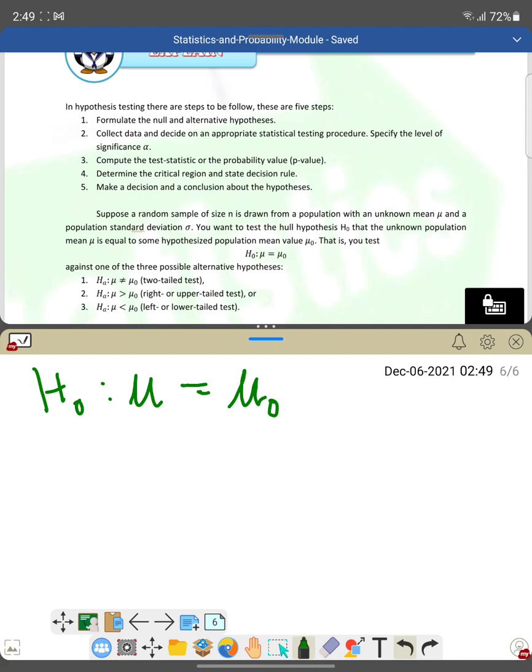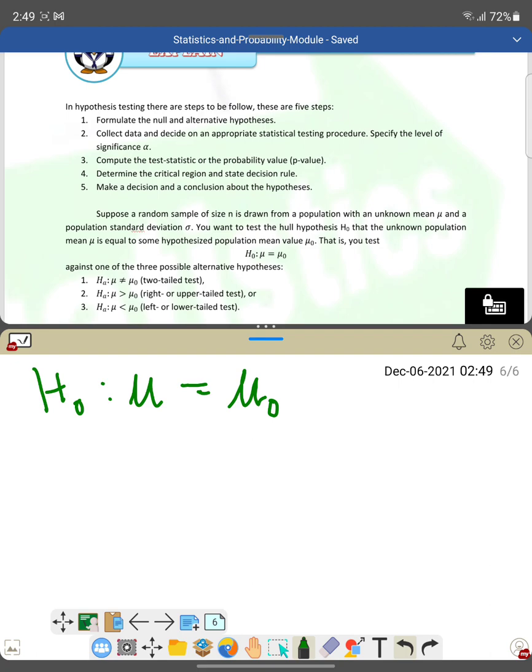Okay, so against one of these possible alternatives, alternative hypothesis number 1: the population mean is not equal to the hypothesized population mean. Okay, that is two-tailed because it could be found in the rejection region either to the left or to the right. That is why we call this two-tailed or non-directional, because it could be found in the left, or it could be found in the right, which is part of the rejection region.